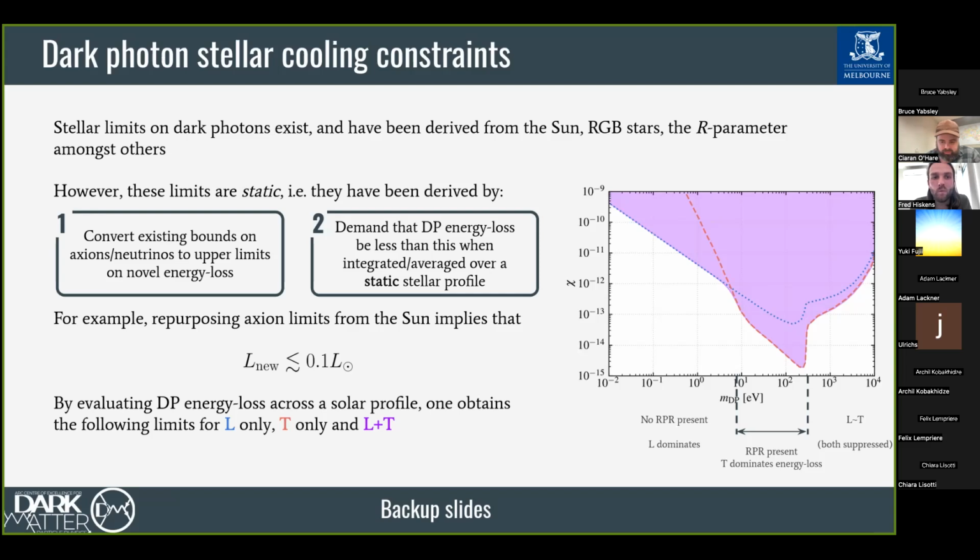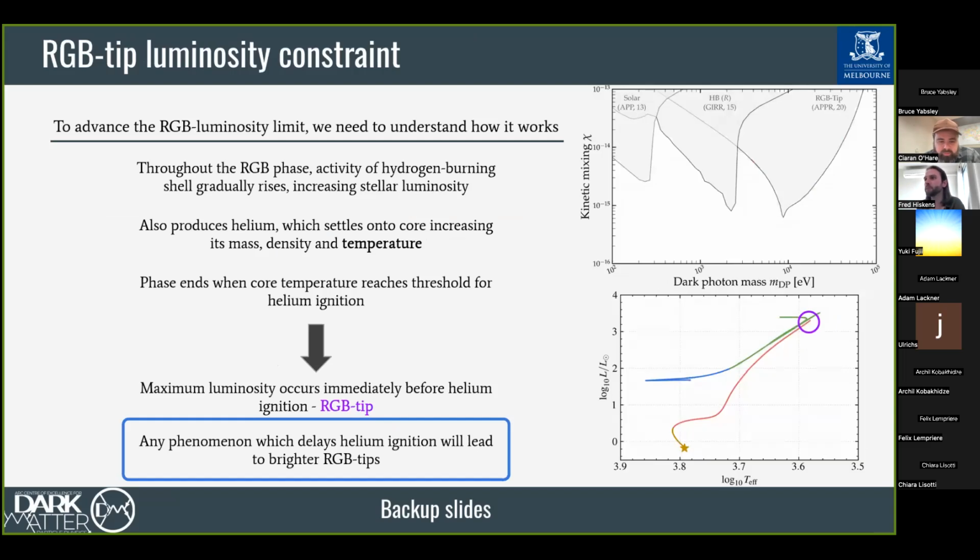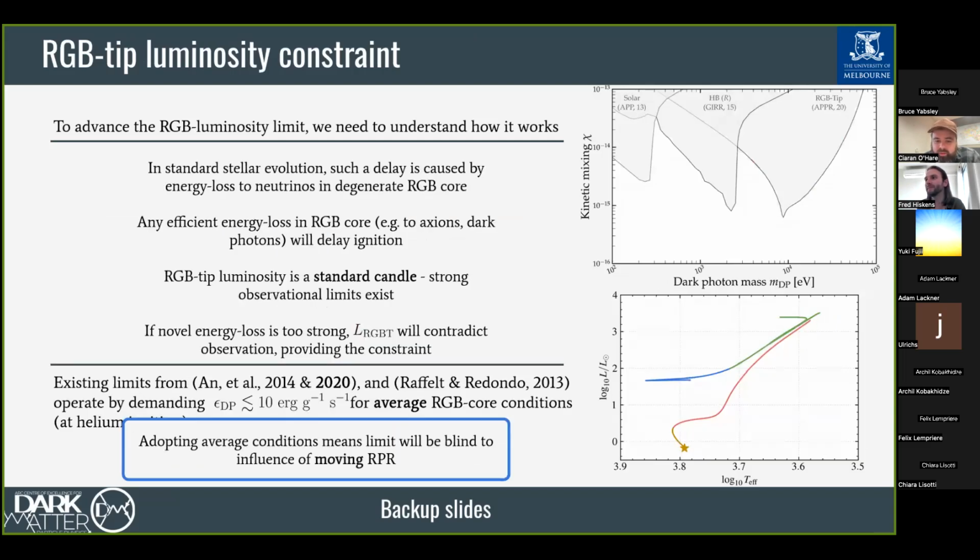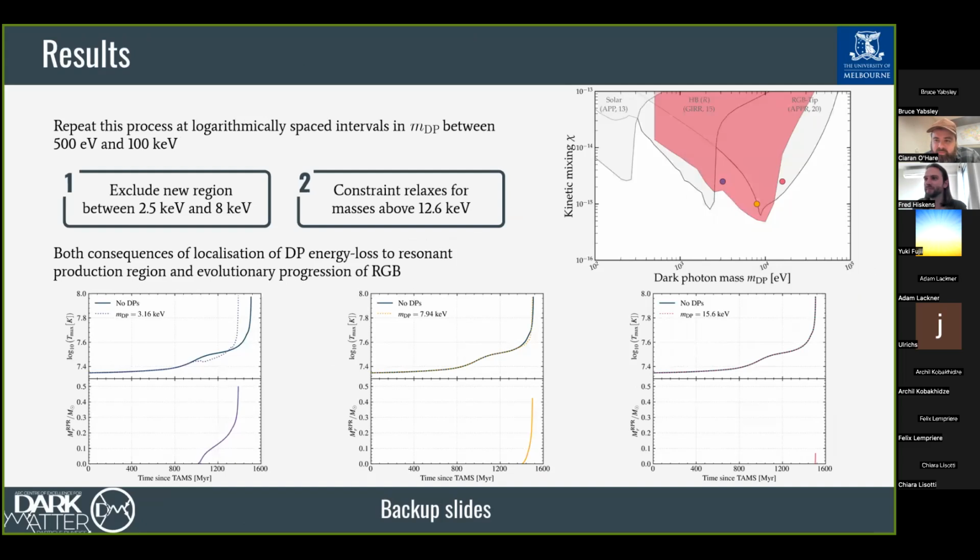And then can you talk a little bit about the red giant tip, and why you seem to be quite a lot less constraining than the previous work?